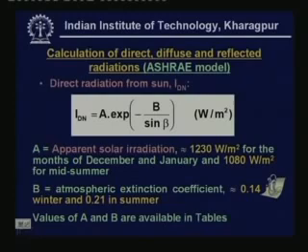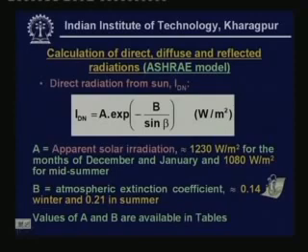And the constant B is known as the atmospheric extinction coefficient, and it takes a value of 0.14 in winter and 0.21 in summer. So if you know the values of A and B, then you can calculate direct radiation. Of course, you also have to know the altitude angle beta, because here sin beta is there. So from the knowledge of altitude angle and A and B, you can calculate the direct radiation on a surface, and the values of A and B are available in tabular form.